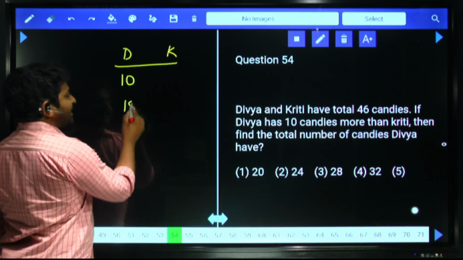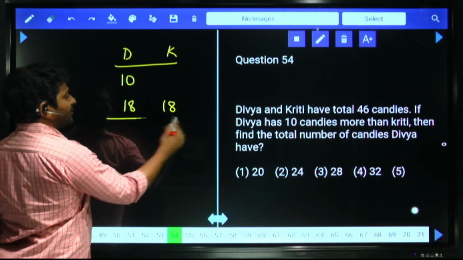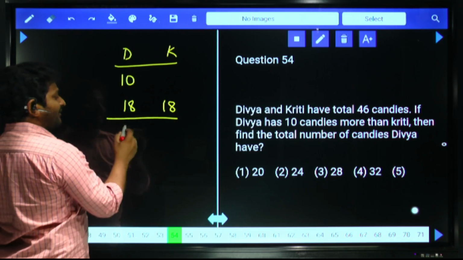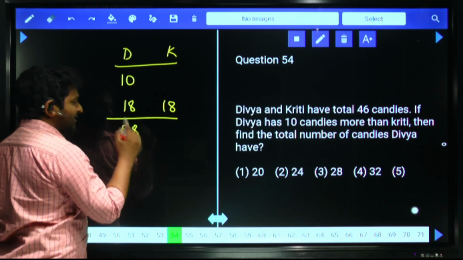So each gets 18 and then 18. Now your question is about how many candles Divya has. Divya is having 28 candles.